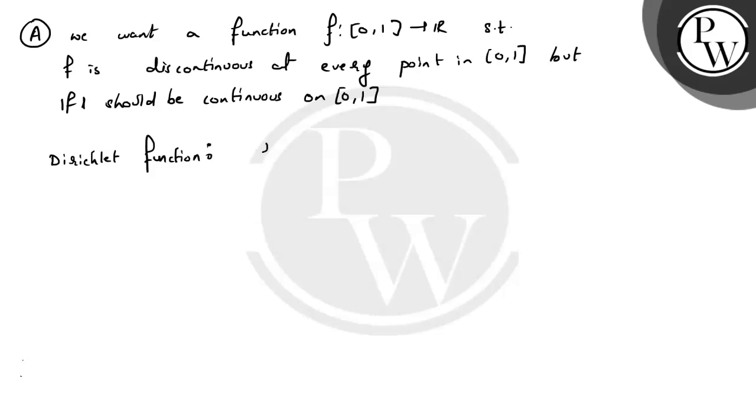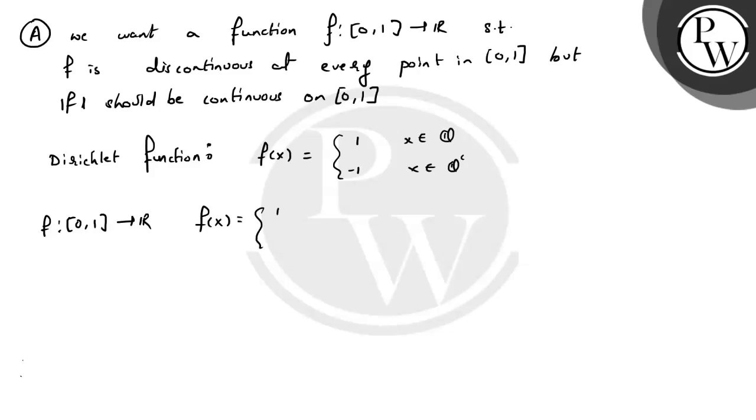The Dirichlet function is defined as f of x is equal to 1 for values of x lying in the set of rational numbers and minus 1 for values of x lying in the set of irrational numbers. So let's take the motivation from the Dirichlet function and define our function f from the closed interval 0 1 to R such that f of x is equal to 1 for x in the intersection of rational numbers with the closed interval 0 to 1 and minus 1 for x in the intersection of irrational numbers with the closed interval 0 to 1.